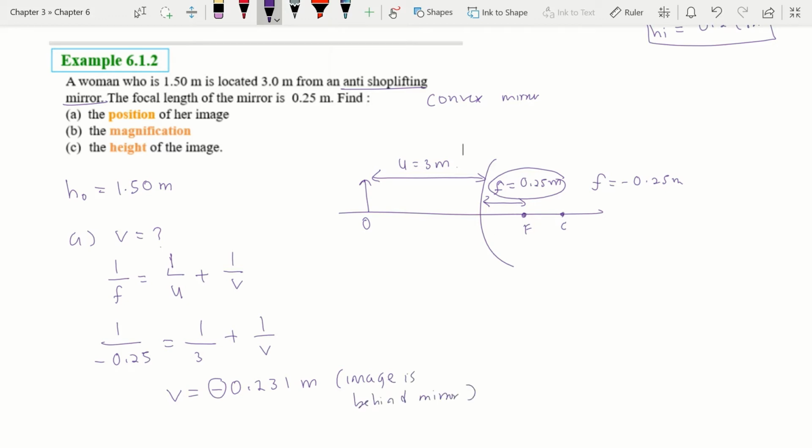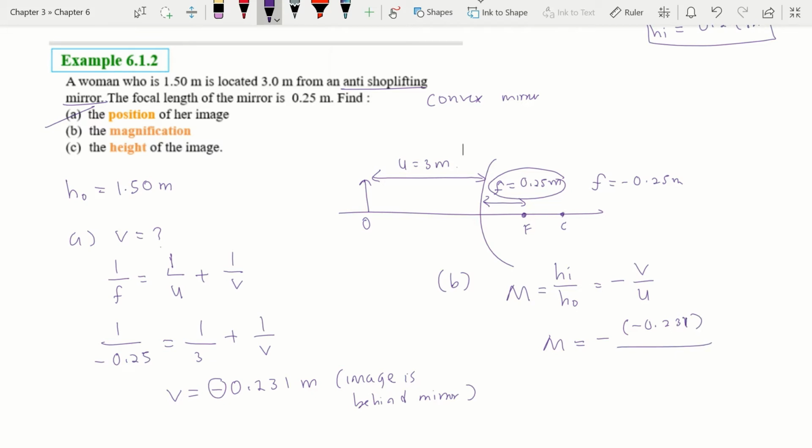Okay, now we settle with question A. Now let's look at question B, the magnification. For the magnification, we know we have two formulas, which is height of image divided by height of object, or negative image distance divided by object distance. So we know our image distance and object distance, so just substitute.